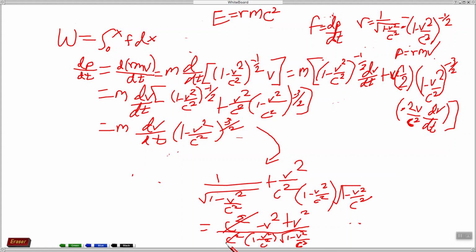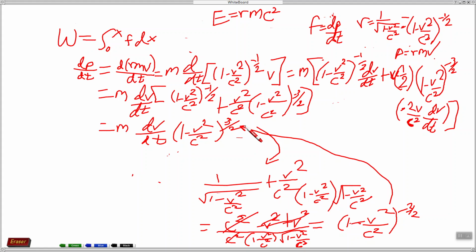These all cancel. These cancel. All we're left with is 1 minus v squared over c squared to the power of negative 3/2. So that's how this works, coming from here. And that's when we come back to this.